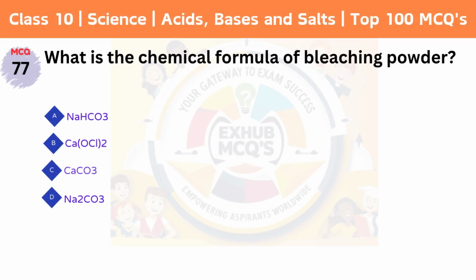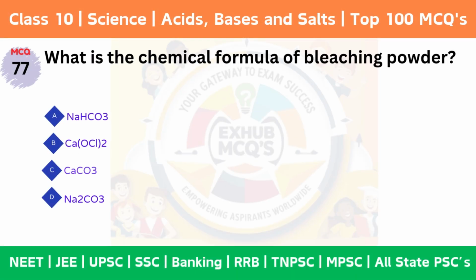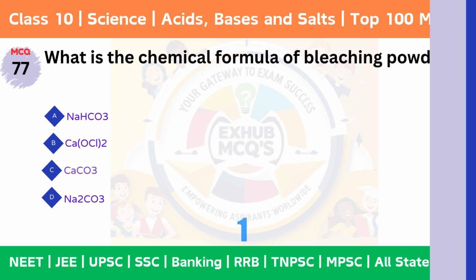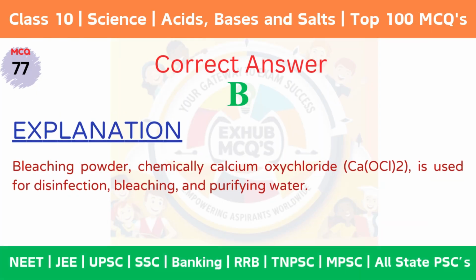MCQ 77. What is the chemical formula of bleaching powder? Option A, NaHCO3. Option B, CaOCl2. Option C, CaCO3. Option D, Na2CO3. The correct answer is option B, CaOCl2. Explanation. Bleaching powder, chemically calcium oxychloride, is used for disinfection, water purification, and bleaching fabrics.